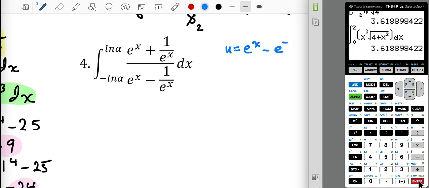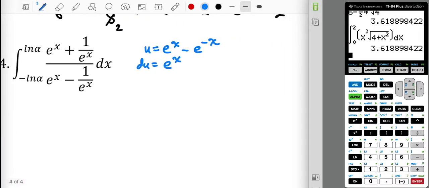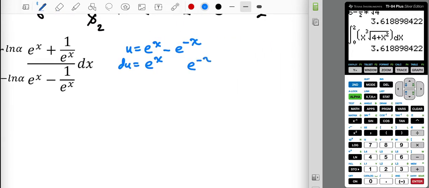I'm going to write it as e to the x minus e to the negative x, because when I differentiate or anti-differentiate, we're best served to have it written in this form, so we can apply our exponential u rules. So du would be e to the x, the derivative of e to the x is e to the x. The derivative of e to the negative x is e to the negative x times the derivative of the exponent, which is going to be -1, multiplied by the negative in front of the e to the negative x, which makes it positive.